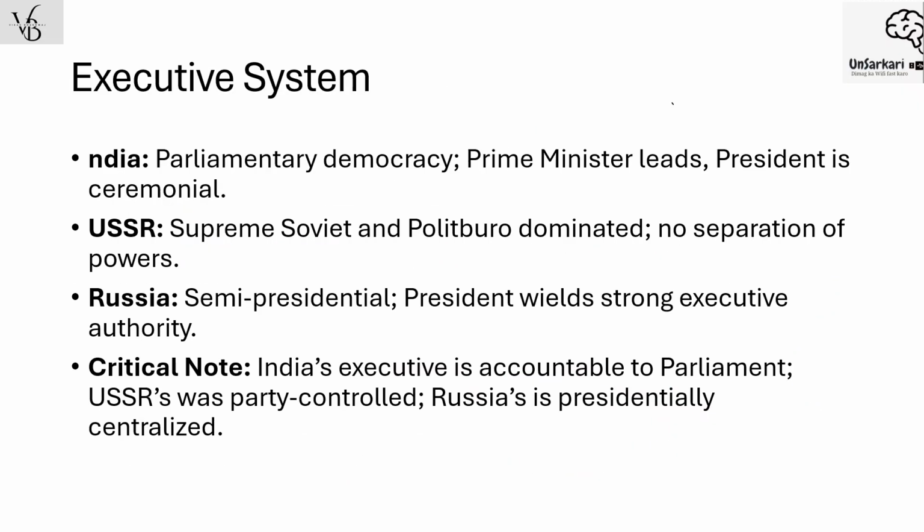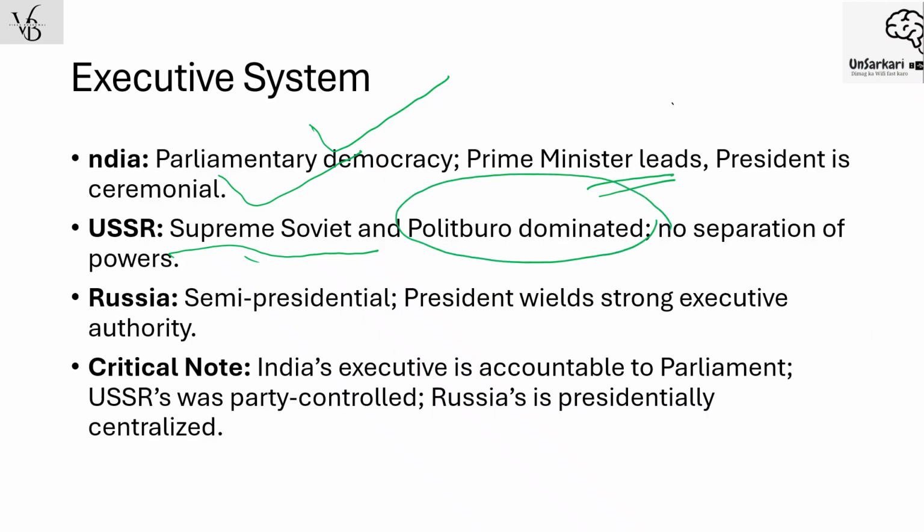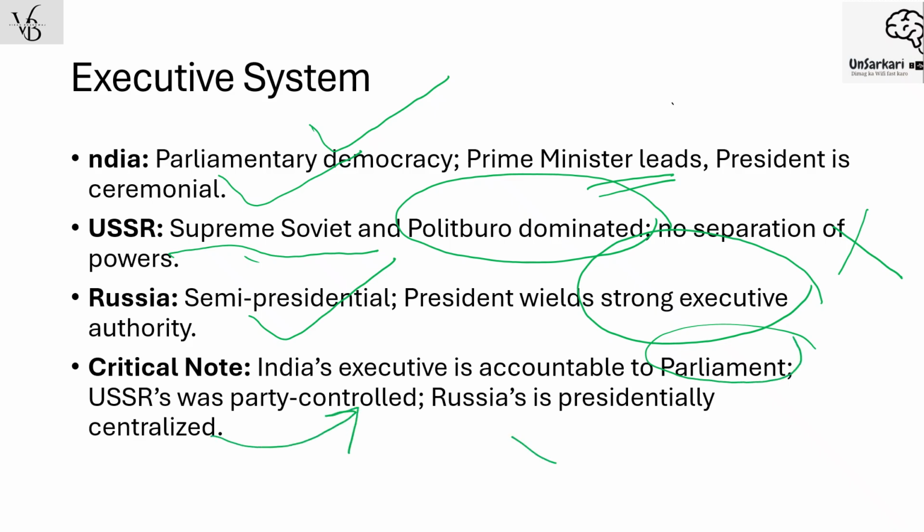Executive system, when we say India is following parliamentary democracy, the prime minister is real, the president is ceremonial. In the USSR, the Supreme Soviet was there and the Politburo determined everything. No separation of power was there. In Russia, it is semi-presidential and a very strong executive authority is there with the president. So India's executive is accountable to parliament. USSR was party controlled and Russia is presidentially centralized.